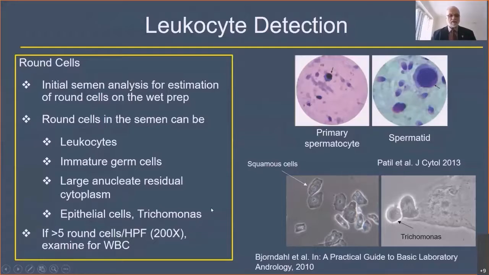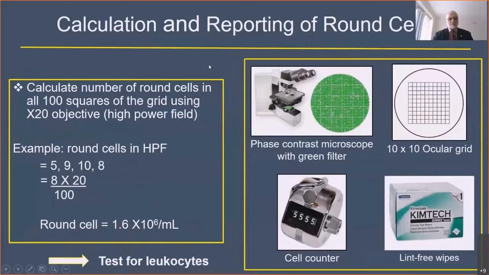But this examination for round cells is a first indication. And if there are more than 5 round cells per high power field, then we need to check for white blood cells or leukocytes. It should be done according to this formula: we count in a light microscope all these 10 by 10 grids, and if it's more than or equal to 1.0 million leukocytes per milliliter, then we have to do the leukocyte test.